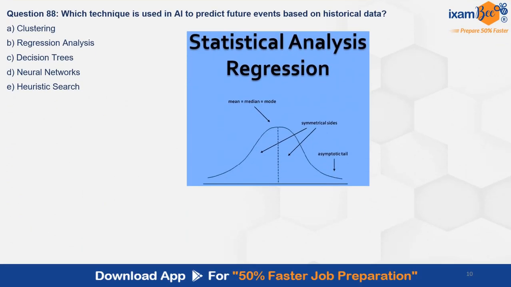Question number 88. Which technique is used in AI to predict future events based on historical data? A. Clustering. B. Regression analysis. C. Decision trees. D. Neural networks. E. Heuristic search. And the correct answer is B.